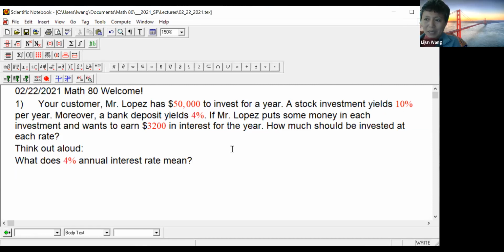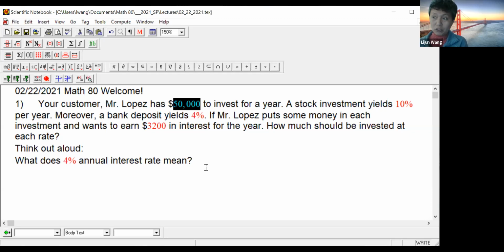So then you understand what 10% means, because now we're investing money, right? So Mr. Lopez is going to earn interest. But he has two accounts and he has a financial goal to make $3,200 at the end of the year in addition to his initial investment, right? So how should he allocate the $50,000 to the two accounts so that he's going to make that $3,200? That's the question at hand.